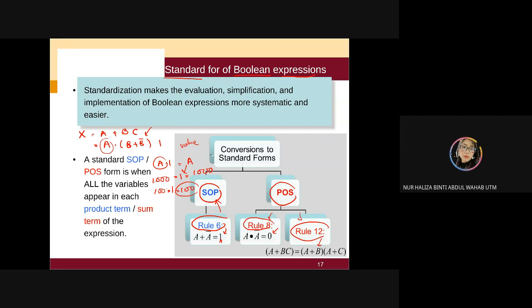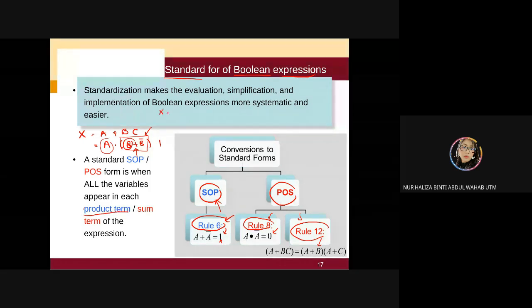That's why I will multiply with 1 using rule number 6, just because I want to add variable B to my product term for SOP. So if I have X equals A plus BC, at this part I'm missing B and C. At this product term, I'm missing A.